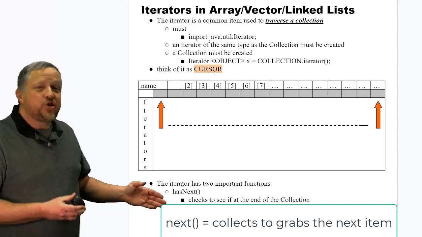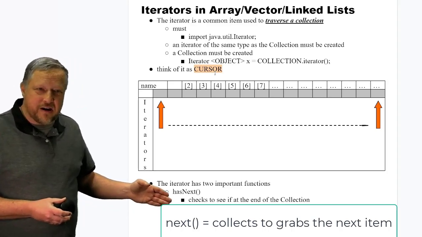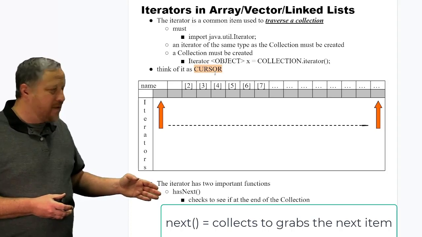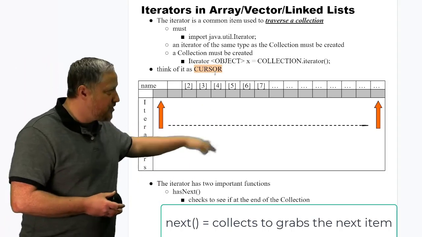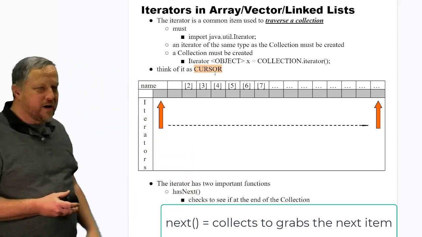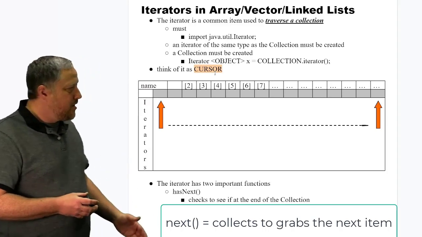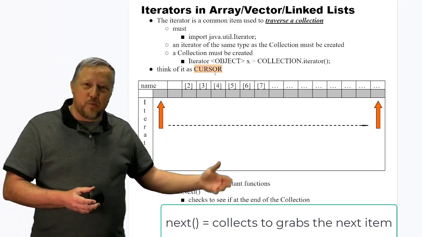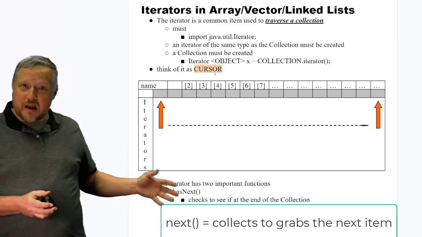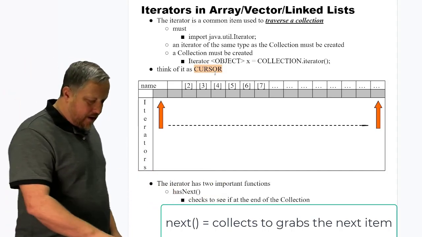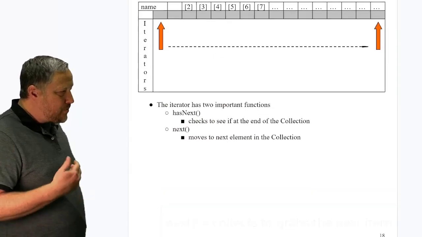hasNext checks to see if there is another item at the end of the list or array or vector or whatever the collection is. next goes ahead and moves us. This would have been nice in C++, wouldn't it? Hey, but anyway, so that's our next part of the iterators here.